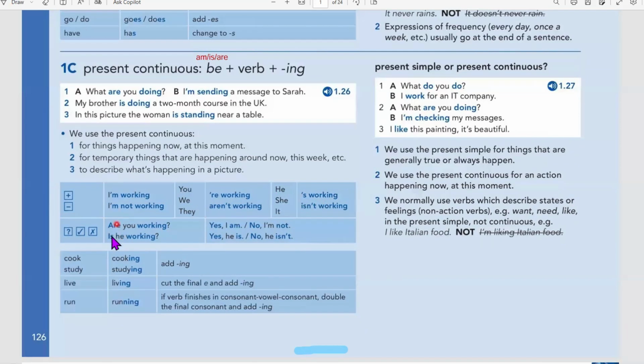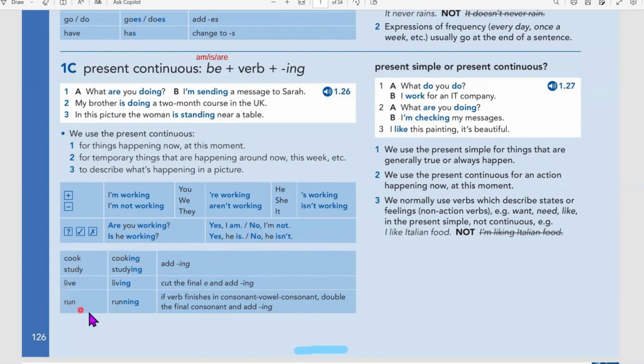Question, am, is, are, we put before the subject, guys. So you is the subject, he is the subject. And as you can see here, are and is, we're putting before it. In the positive, you see, are is coming after the subject. You is coming first. Then when you put are before the subject, it makes a question. Are you working? Yes, I am. No, I'm not. Is he working? Yes, he is. No, he isn't.